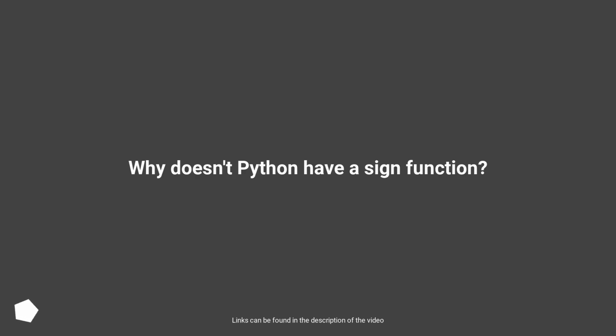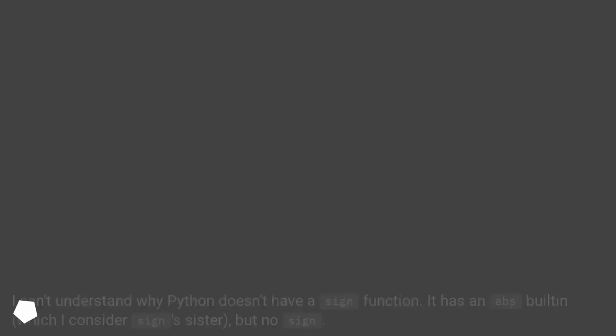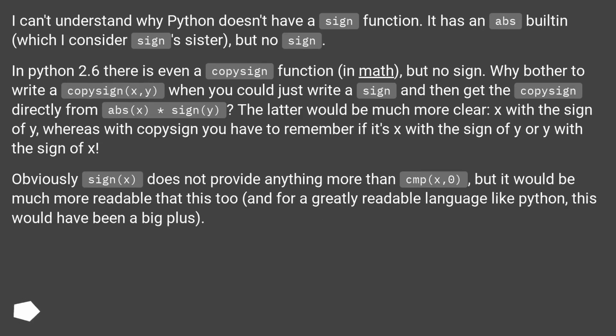Why doesn't Python have a sign function? I can't understand why Python doesn't have a sign function. It has an abs built in, which I consider sign's sister, but no sign. In Python 2.6 there is even a copysign function, in math, but no sign.